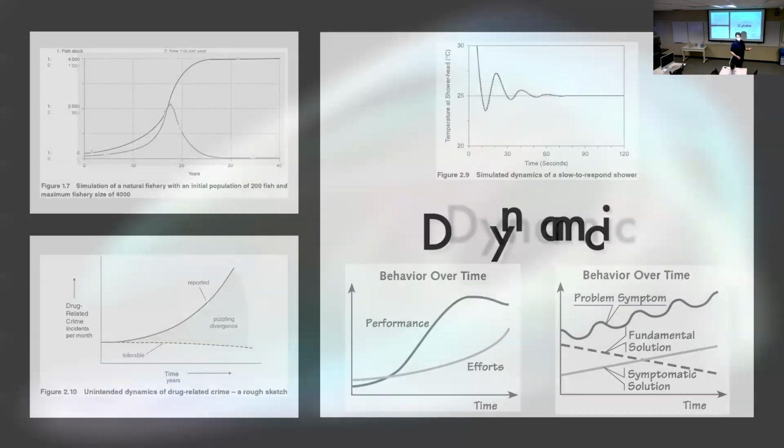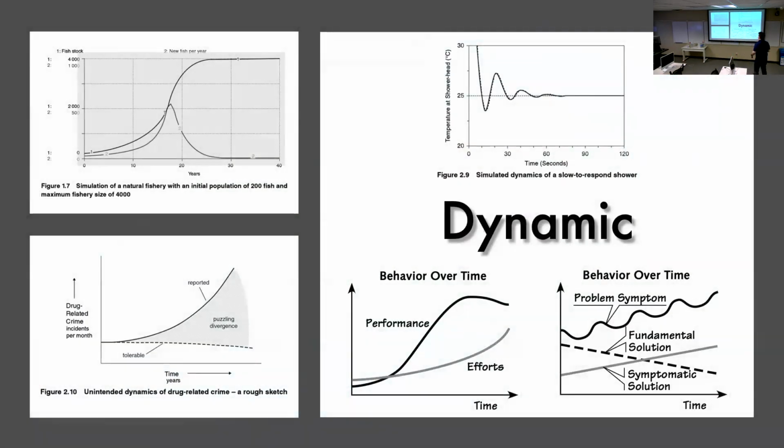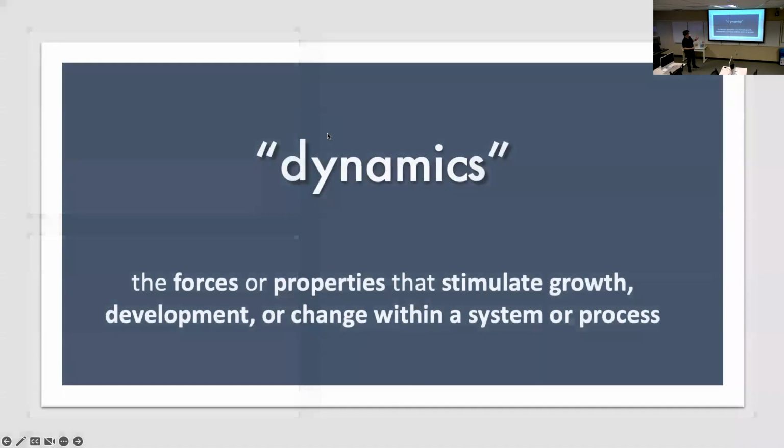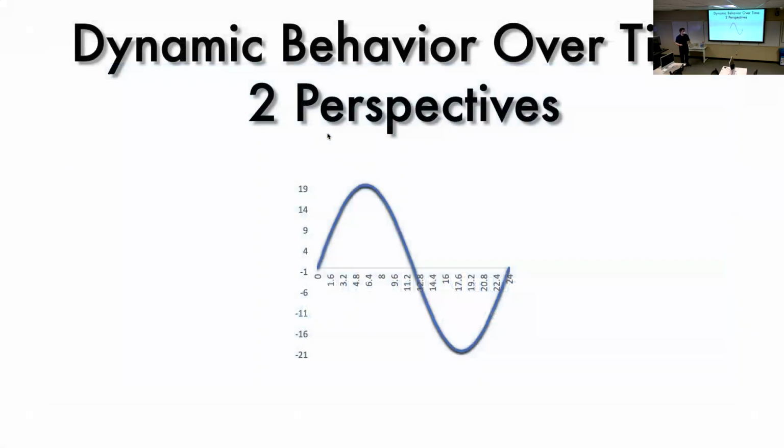So, let's get into it. Dynamical systems, the word dynamic here, these are systems that change over time. So these behavior over time plots are all things associated with dynamical or dynamic systems. And dynamics really have to do with the forces that stimulate growth, development, or change. So in our models, we're effectively putting in the forces that are causing change and letting the computer generate the changes for us.